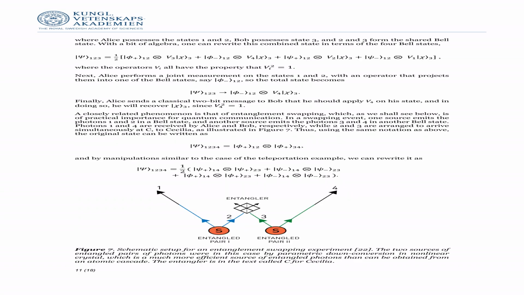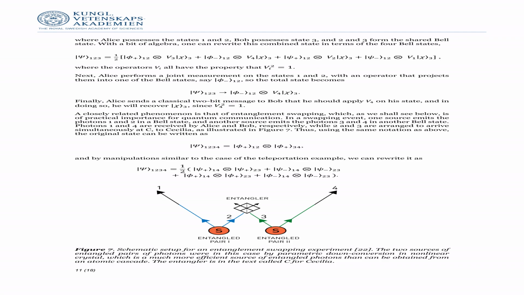Where Alice possesses the states 1 and 2, Bob possesses state 3, and 2 and 3 form the shared Bell state. With a bit of algebra, one can rewrite this combined state in terms of the 4 Bell states, as 1/2 times, open parentheses, the first Bell state multiplied with the operator V4, plus the second Bell state multiplied with the operator V4, plus the third Bell state multiplied with the operator V2, plus the fourth Bell state multiplied with the operator V1, where the operators Vi all have the property that Vi squared equals 1.